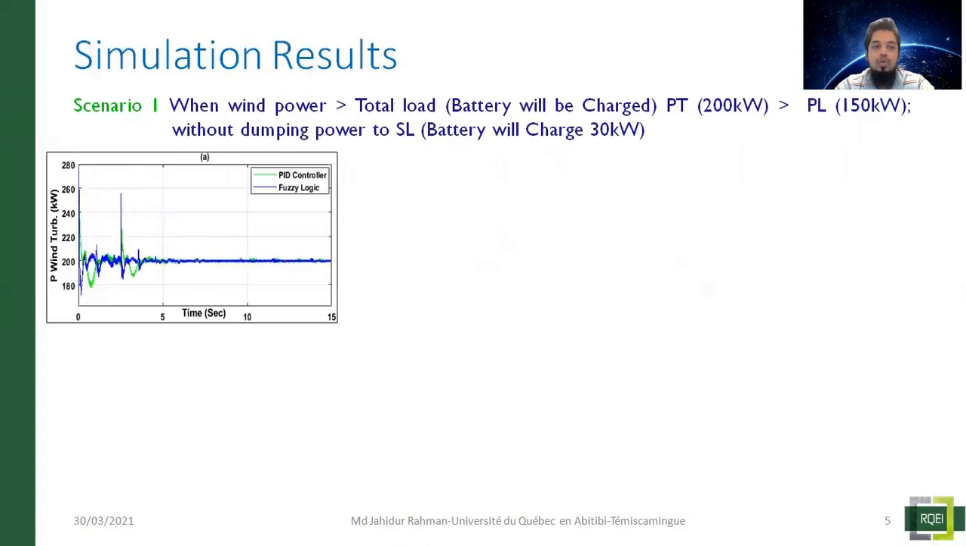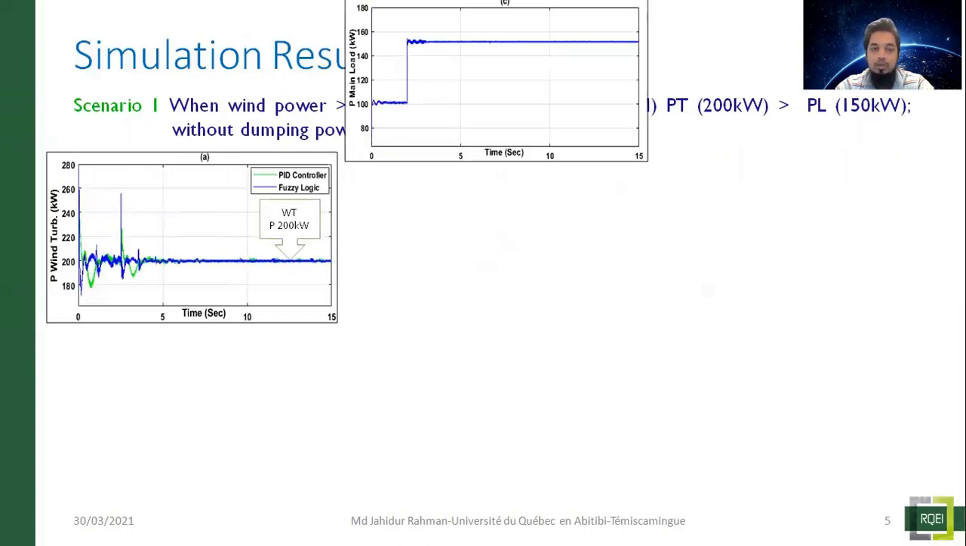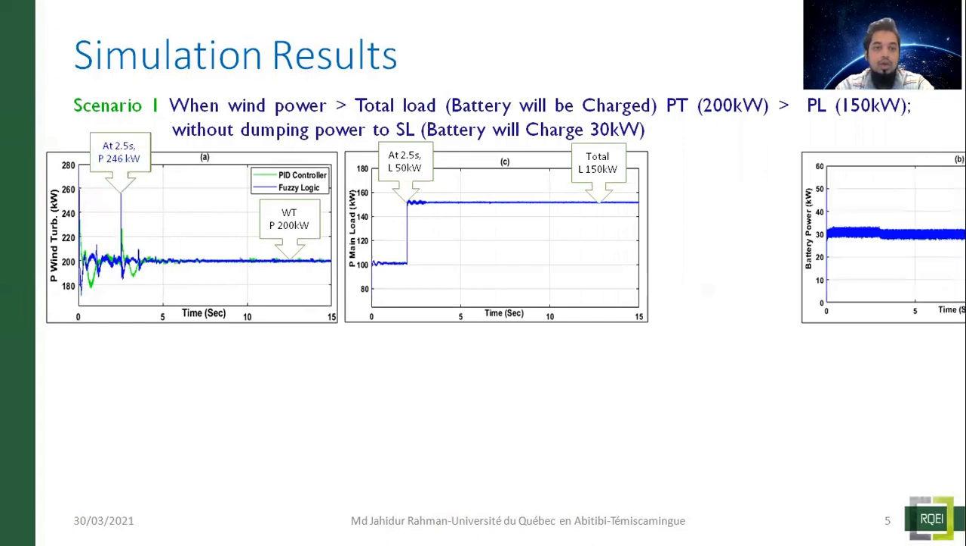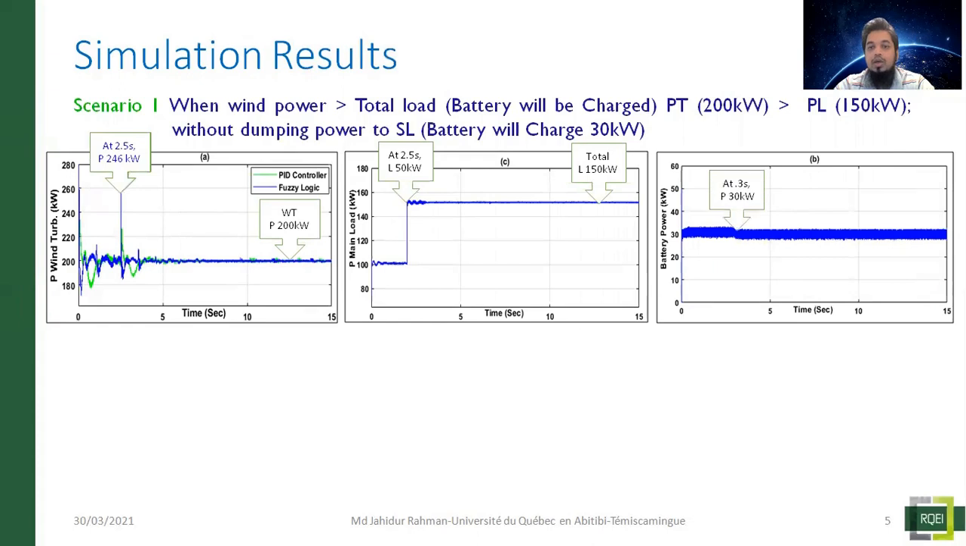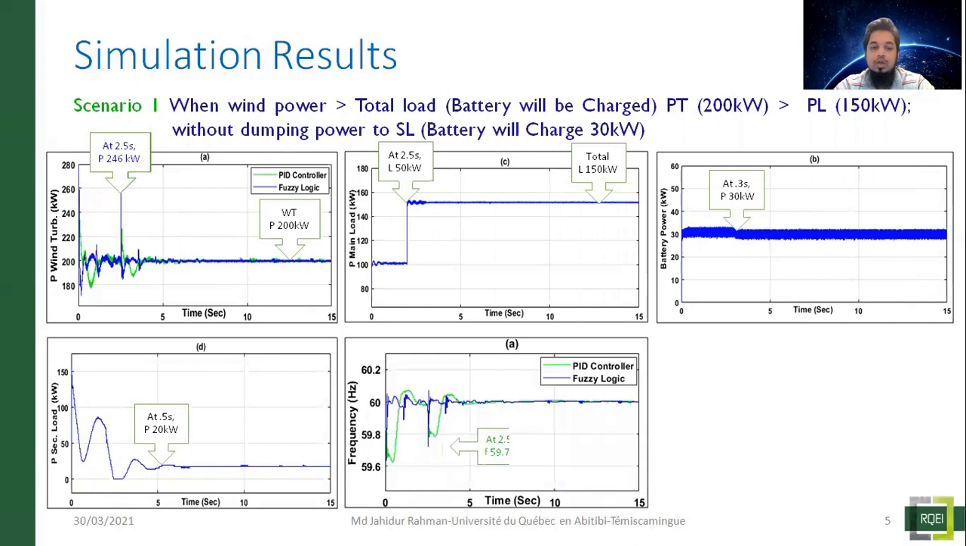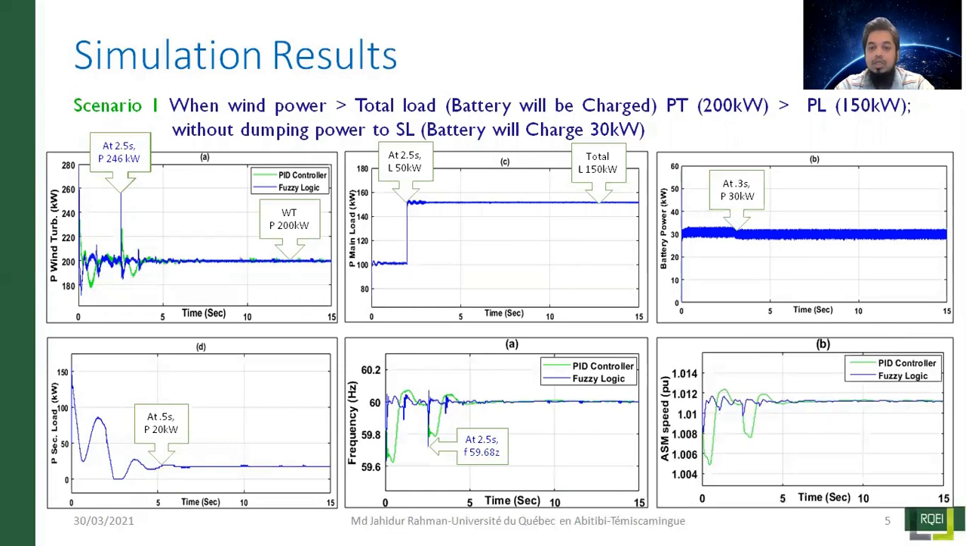For scenario 1, we have 200 kilowatt power from the wind turbine. Due to the extra load, we have seen some fluctuation in the wind turbine, but using the PID controller, it improves. Here we have the battery power that is charging, and after that, the secondary load absorbs the rest of the power to regulate the frequency. Due to the extra load, the frequency drops significantly, but using the fuzzy logic controller, the frequency drop is improved here. The transient time is also improved using the fuzzy logic controller at the asynchronous speed generator.